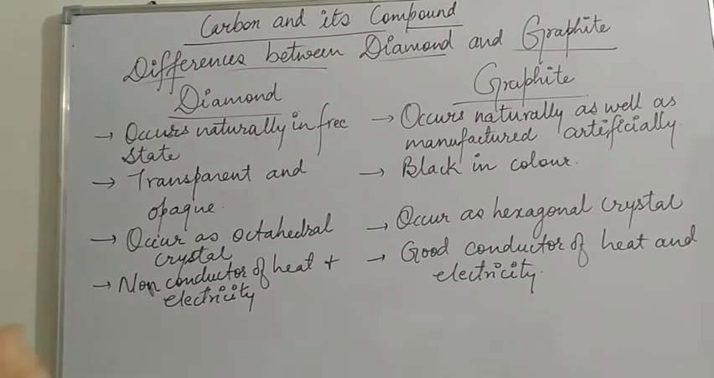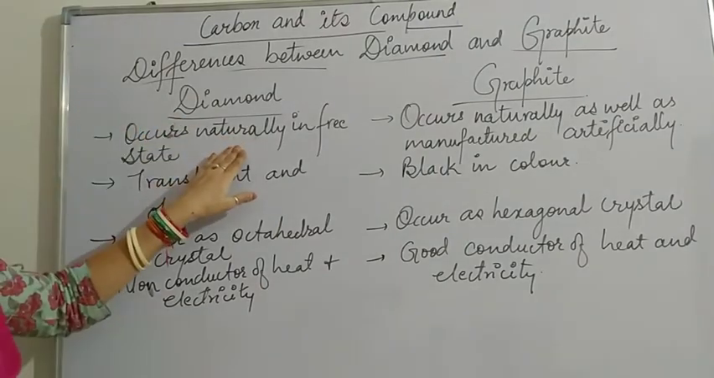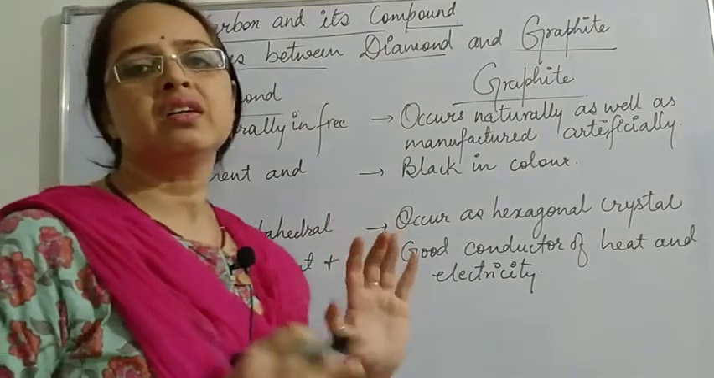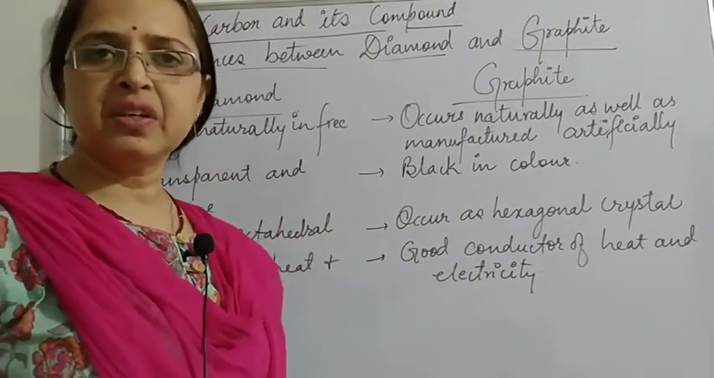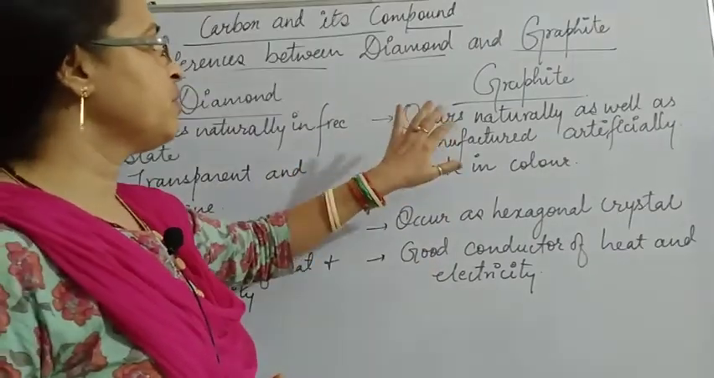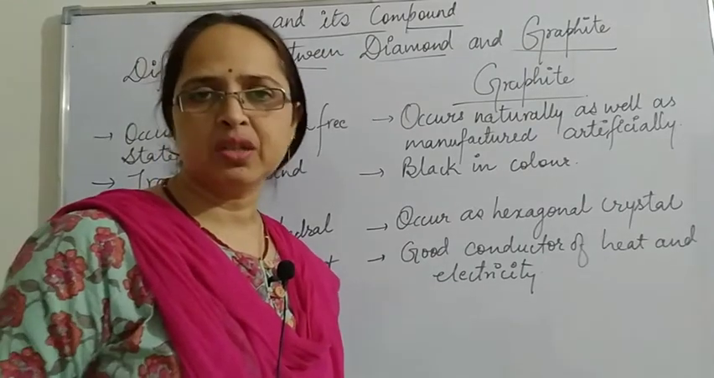Now look at the differences between diamond and graphite. Diamond occurs naturally in the free state. That means it is found in nature as it is, not with any impurities. And when we talk about graphite, it occurs naturally as well as being manufactured artificially.